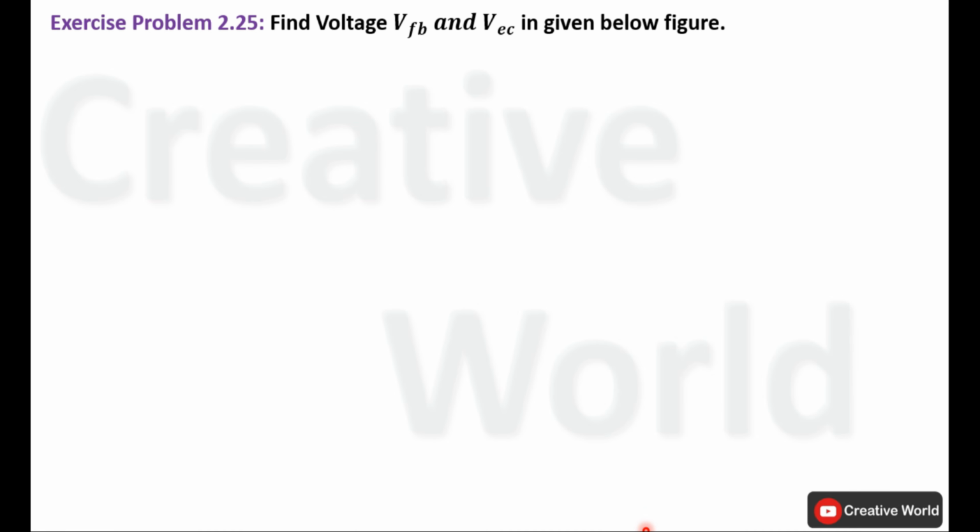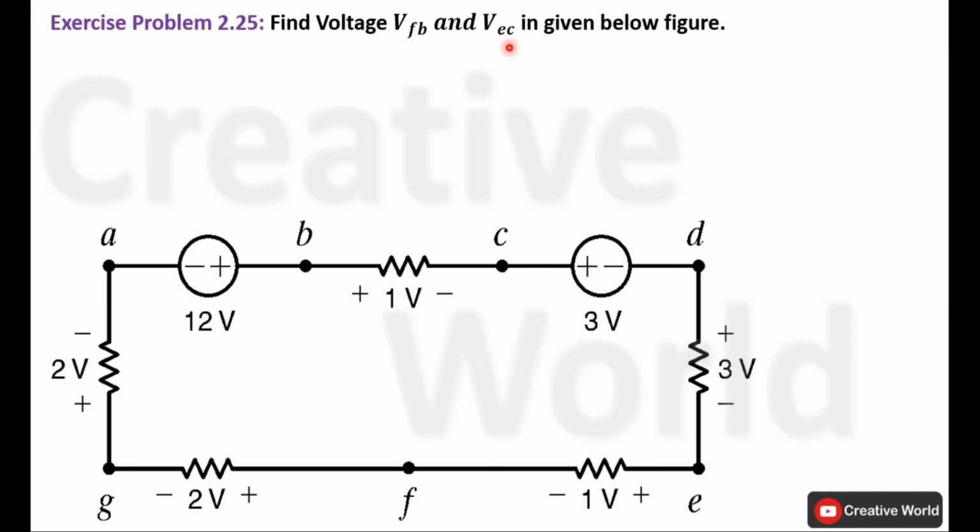Exercise problem number 2.25. Find voltage VFB and VEC in the figure given below. This is the circuit diagram of the given problem. We have to find the voltage between these 2 points labeled as VFB and these 2 points labeled as VEC. Voltage VFB indicates that F will be at higher potential than point B. Similar case here. VEC indicates that point E will be at higher potential than point C.